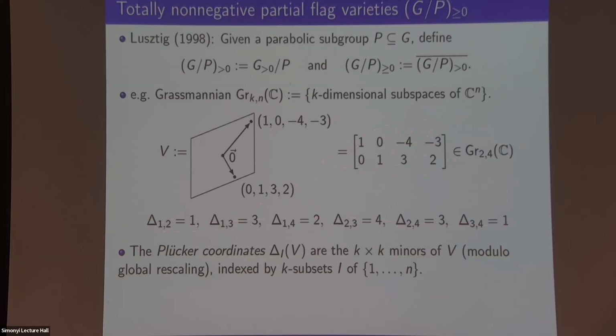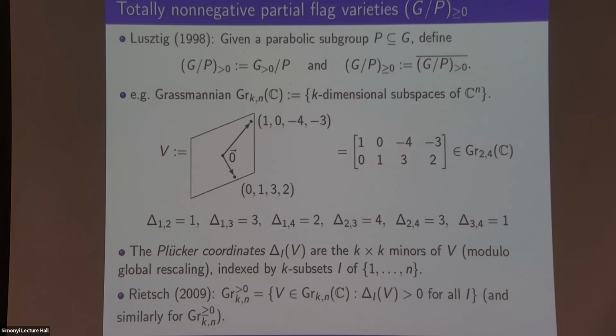So for example, if I look at the Plücker coordinate for columns 2 and 3, I take the minor in columns 2 and 3, which is 4. So that's why this is 4. Okay, and these are well defined. They don't depend on the choice of matrix representative up to global rescaling by a non-zero constant. So these are well-defined projective coordinates. And being totally positive just means all my Plücker coordinates are positive up to rescaling.